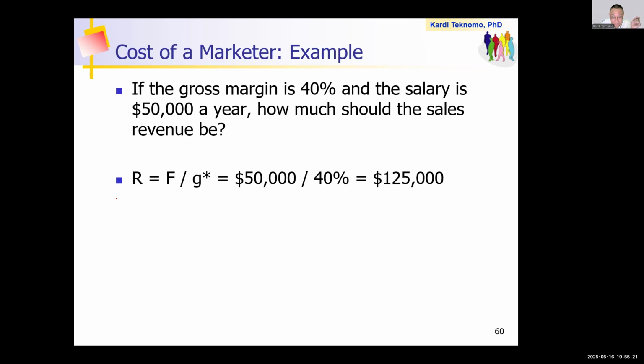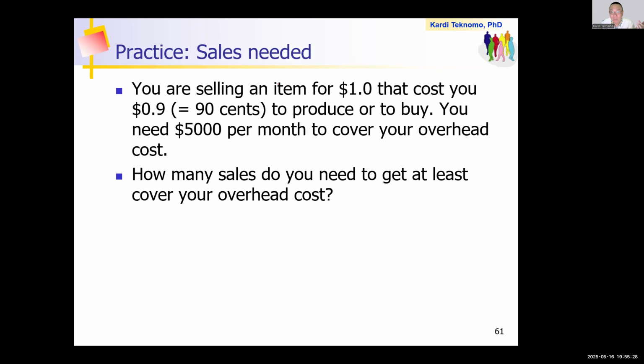Now, if you are selling an item at $1, and you buy it at 0.9, so 90 cents, and then you need 5,000 per month to cover your overhead. Remember, when you hear overhead, that means fixed cost. How much sales do you need at least to cover your overhead? So this is a simple BEP formula. Can you calculate?